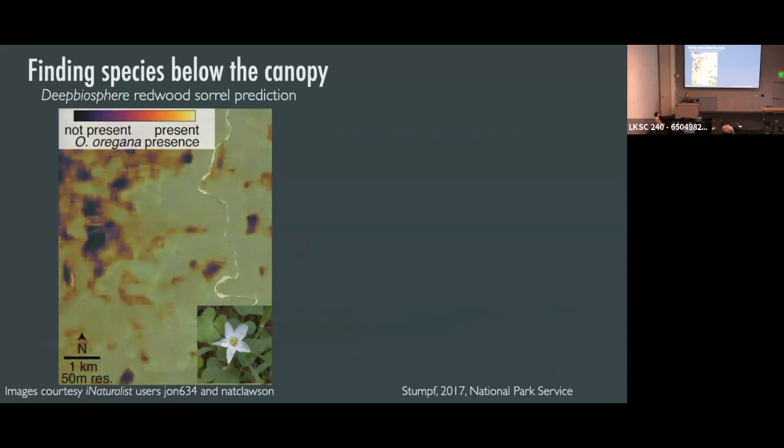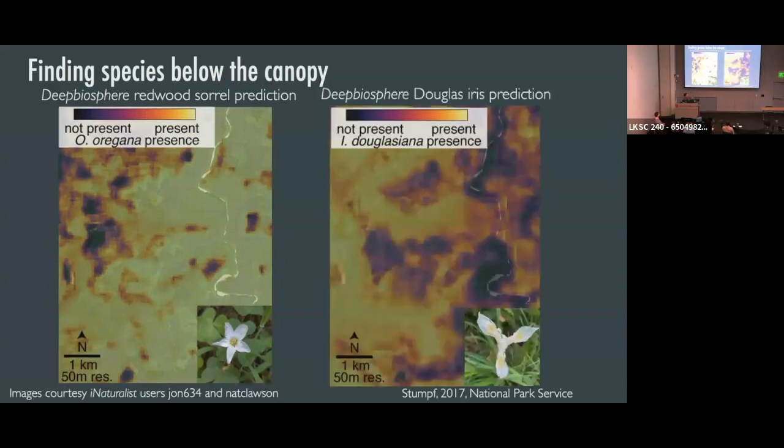predicted most strongly in areas that more or less vaguely correspond with where the old growth redwoods that I showed you earlier are. Conversely, this is Douglas iris, Iris douglassiana, which is another under canopy species that has a preference for young secondary regrowth redwoods. And we see this opposite effect where it has a higher predicted presence in areas that are regrowth. So forests that are returning, but maybe not as full and thick of a canopy as what you see with the old growth.